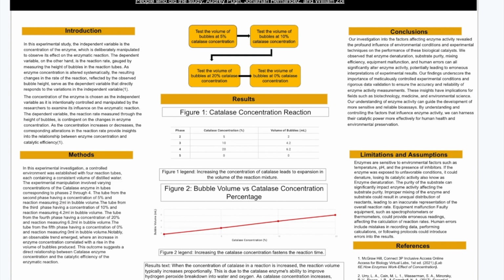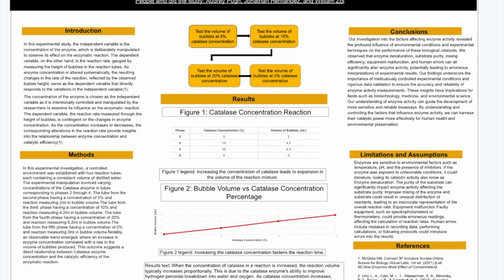Effects of concentration on enzyme function. A good example of this is, imagine you have a team of workers assembling toys. The more workers you have, the faster the toys will be assembled, up to a point. Once you have enough workers, adding more won't make the toys get assembled any faster because everyone is already busy working.